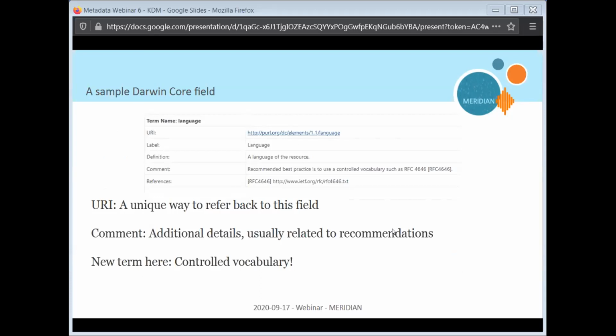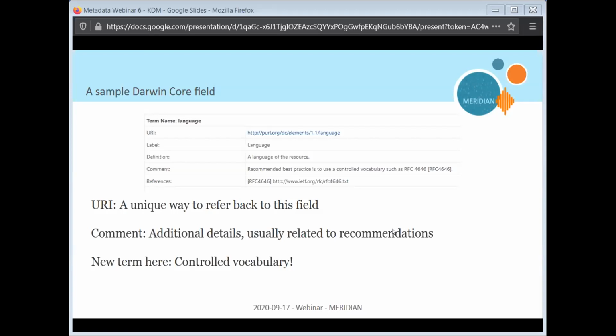The first thing we have there is a URI, a unique resource identifier, which in this case is a web link to always get back to this field. Essentially, it's a way to add cross-references back to this document easily and get to that exact place. We have the label, which is the name of the term. We have the definition, which is what it's supposed to mean. A comment, which is additional details. And in this case, if you can read that, the comment says recommended best practice is to use a controlled vocabulary, such as RFC 4646. And then there's a reference out to that document.